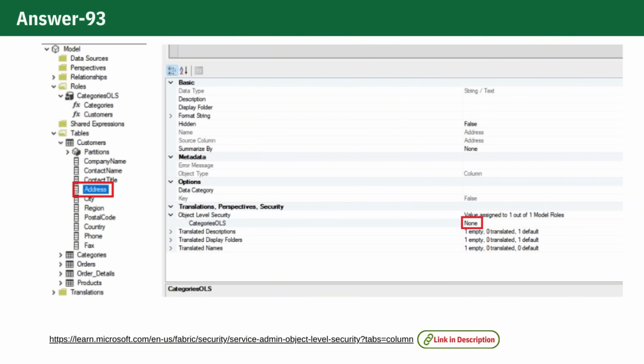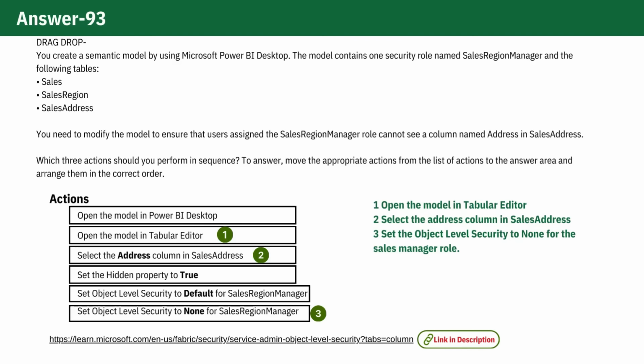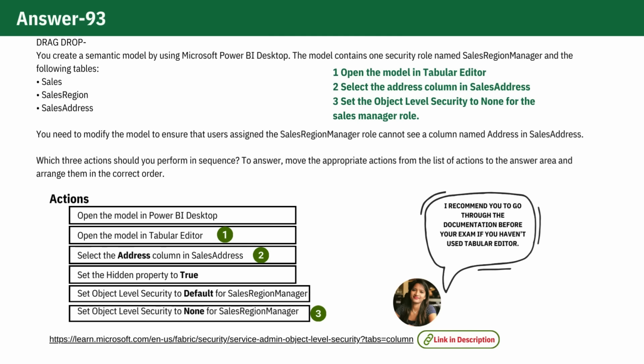Set Object Level Security to None for Sales Region Manager. This ensures that the address column is not visible to users in the Sales Region Manager role. This sequence ensures that the column is hidden from view based on the security role. To configure Object Level Security using Tabular Editor, you can visit the official documentation or tutorial.